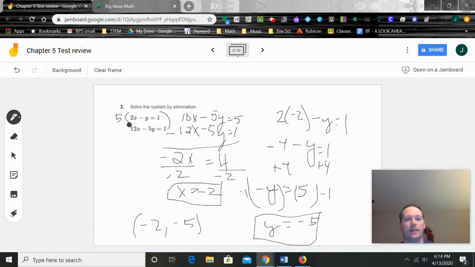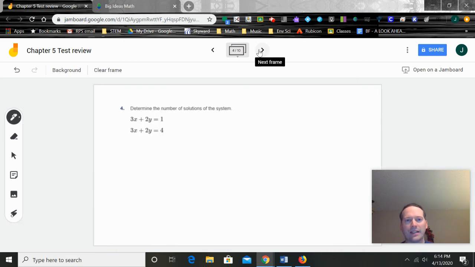Now we can just check it real quick. 2 times negative 2 is negative 4 minus negative 5, or that would be negative 4 plus 5, which is 1. I plug it in here. 12 times negative 2 is negative 24, minus 5 times negative 5 is negative 25. So negative 24 minus negative 25 is really plus 25. So negative 24 plus 25 is 1. So that one works. Let's come to the next one.